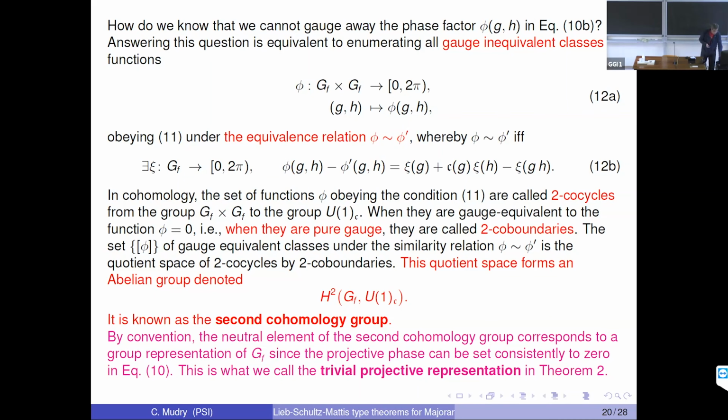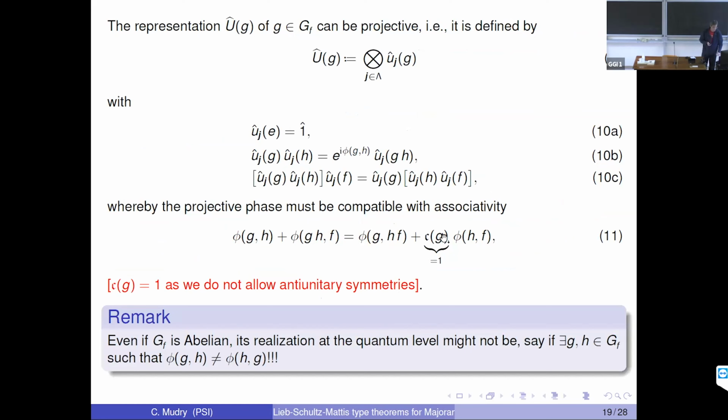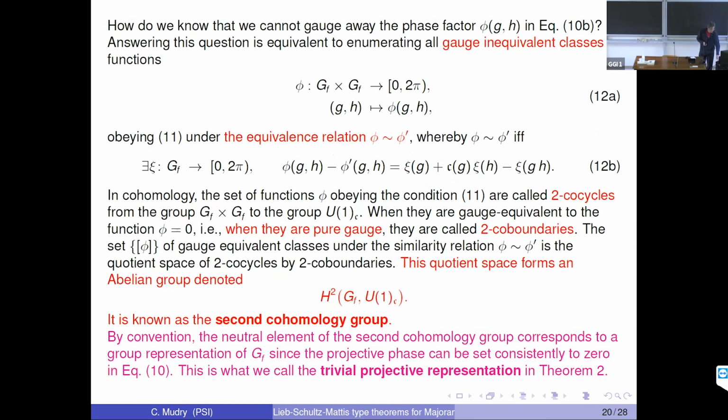Condition 11 is the compatibility with associativity for the projective phase that we are allowing in 10B. This condition has a name in mathematics: it says that we are looking at functions from GF cross GF into 2 pi that are two cocycles. Whenever you have a phi that is a pure gauge, you call it a two coboundary. Because we look at the equivalence relation up to gauge equivalence, you take the quotient of the two cocycles by the two coboundaries, and this quotient space is the second cohomology group.